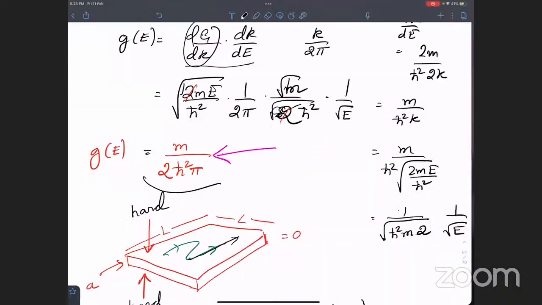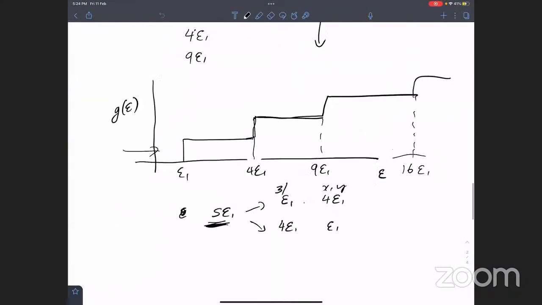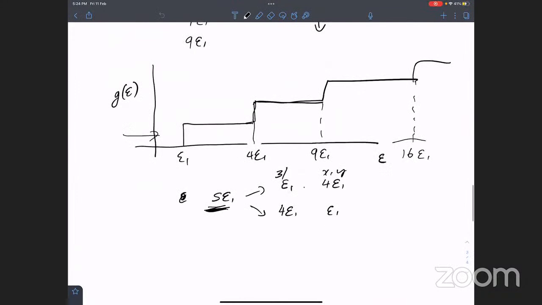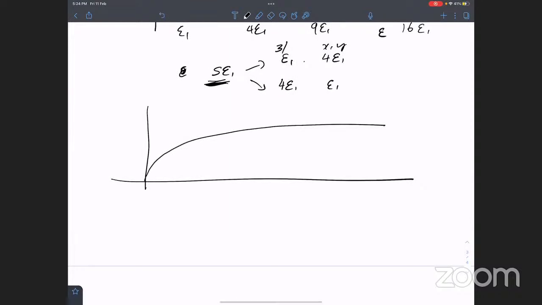Okay, so any questions about this derivation? I hope it's clear why we're getting it like this. So the density of states for a 2D system looks like the staircase function. What is the density of states for a 3D system? It starts from 0, but it's going to do something like this, proportional to square root of E. It's going to keep on doing something like that, right? So this is the difference between them.